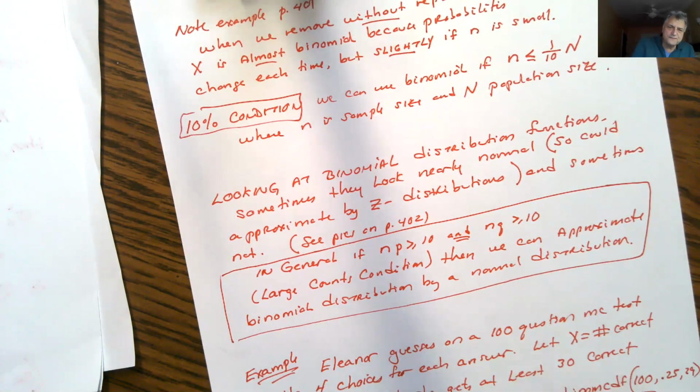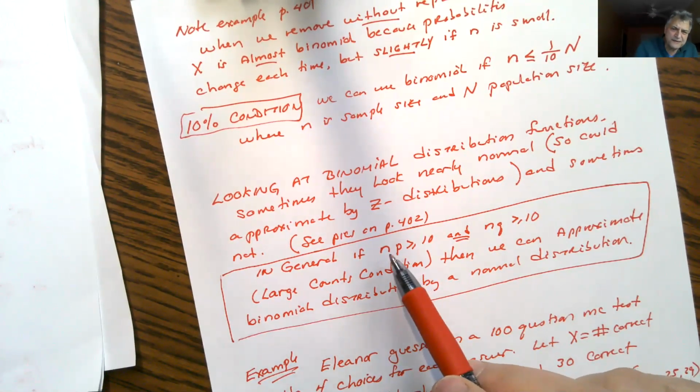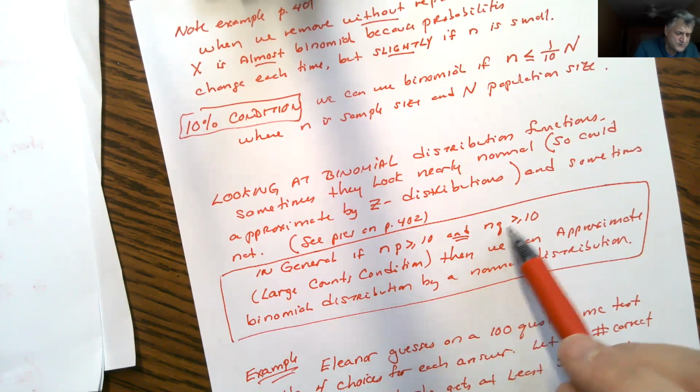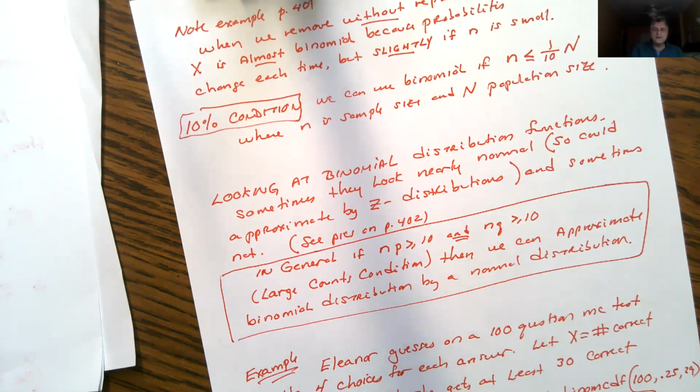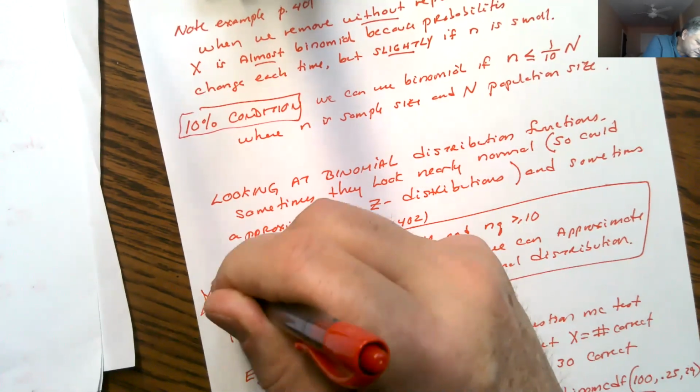I'll just summarize it here. In general, if n times p is greater than 10, so your average number of successes is greater than 10, and n times q is also greater than 10, your average number of failures is also greater than 10, okay? This is called the large counts condition. Then we can approximate the binomial distribution by a normal distribution. Let's give this 3 stars.